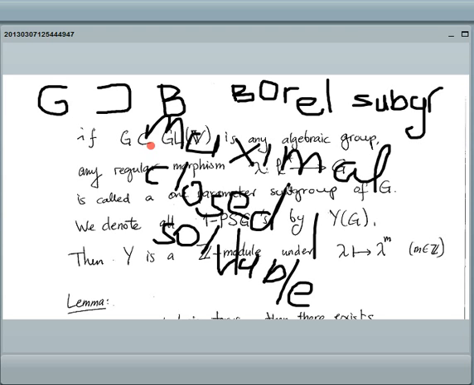Now, examples of these groups. First of all, there is a famous theorem of Feit and Thompson from 1963, which says that any finite group of odd order is solvable.